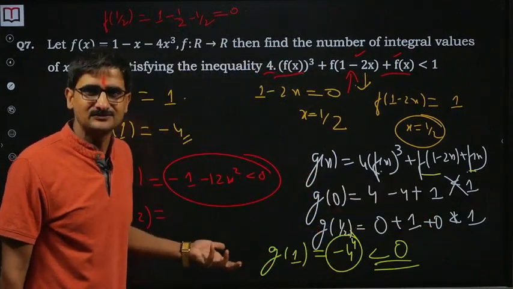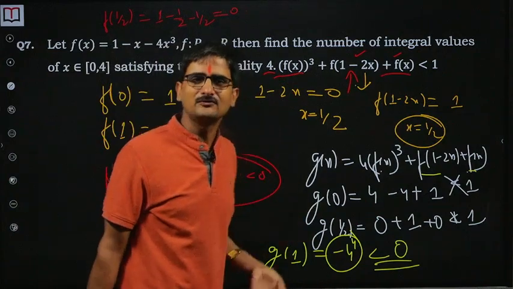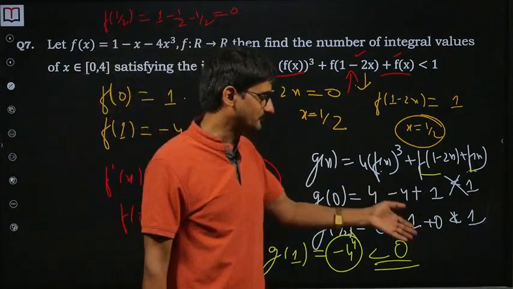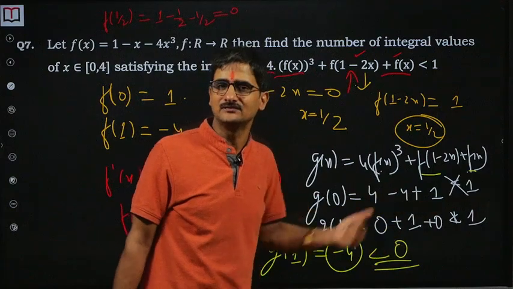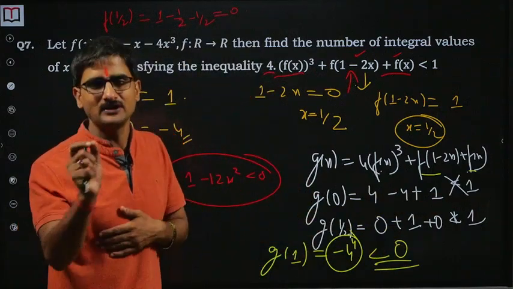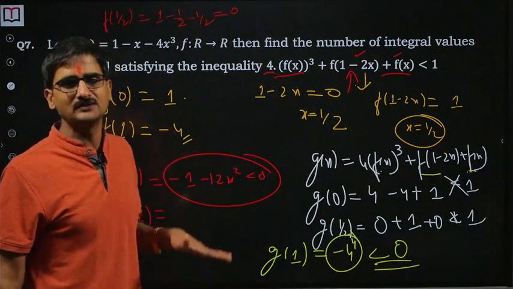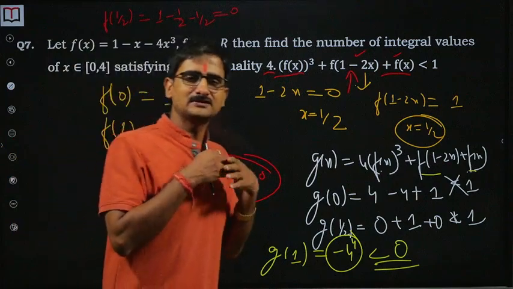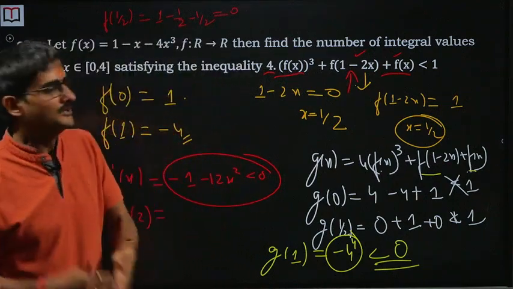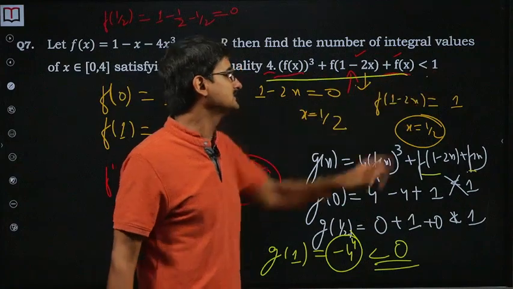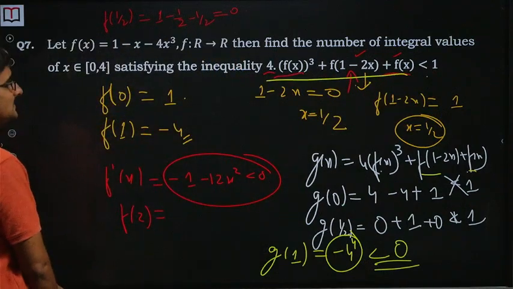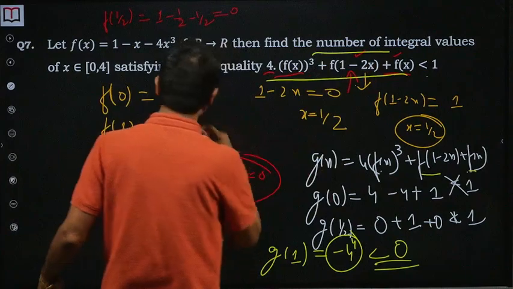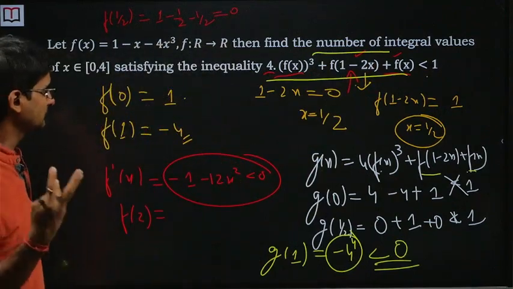When you put x equal to minus 2, then minus 3, then minus 4, for all those it is going to be far more negative, so it's always less than 1. So the point is, except for x equal to 0, for all integral values of x in the closed interval 0 to 4, that means at x equal to 1, 2, 3, 4, this function is always negative and hence less than 1. So to find the number of integral values, the answer should be 4 values.